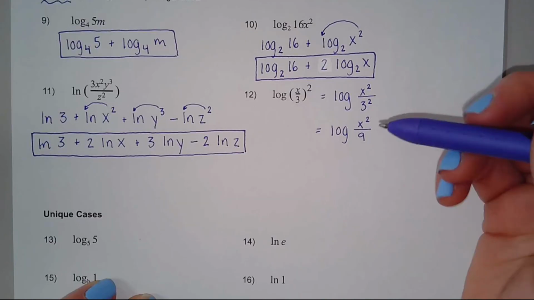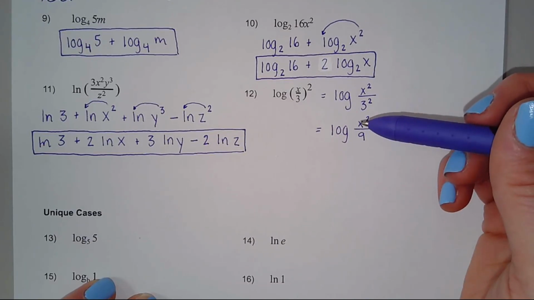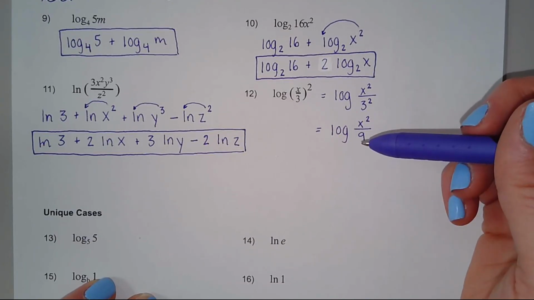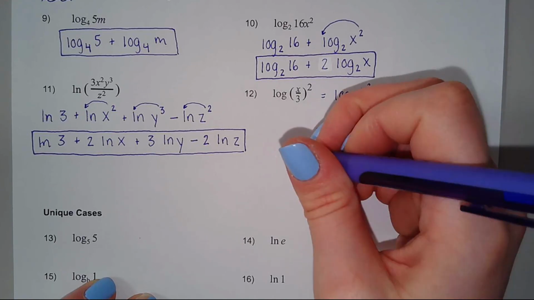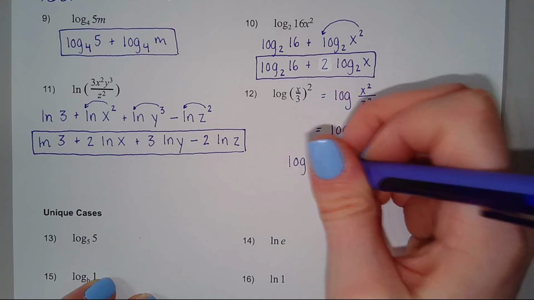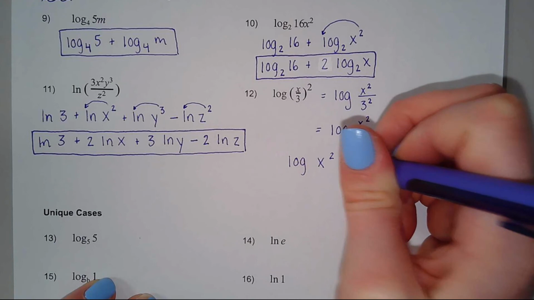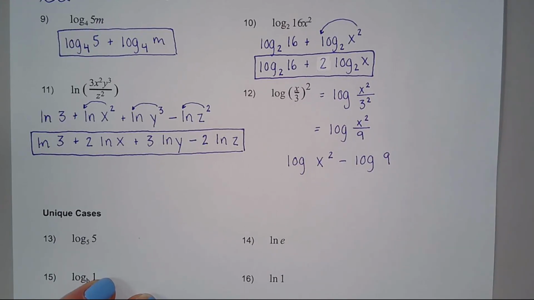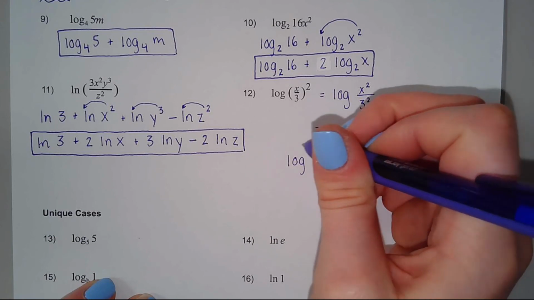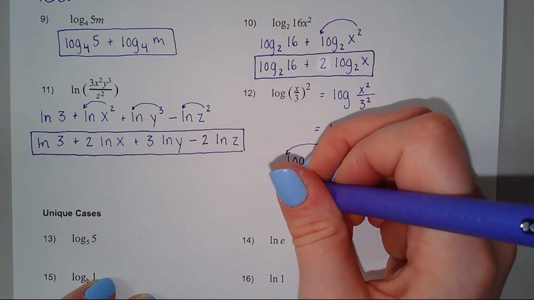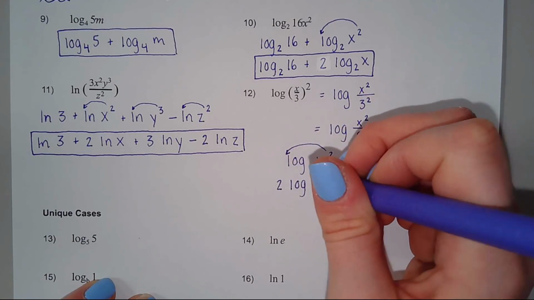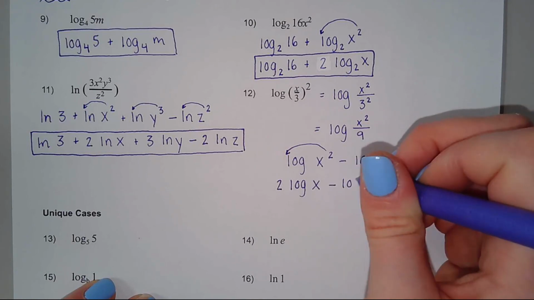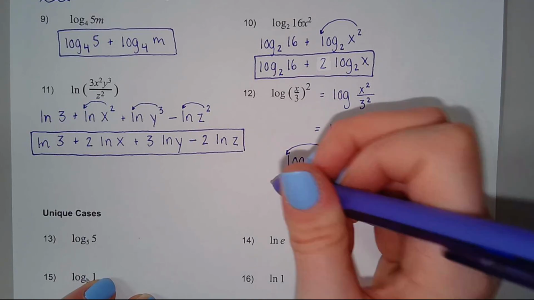So as we simplify, really there will be 2 things that I pull out. One will be this x squared, one will be the 9. Since we're dividing, we can change that into subtraction. So I'll do the log of x squared minus the log of 9. And really the only thing left is to bring this exponent down in front. So this will be 2 times the log of x minus the log of 9. And that's fully expanded.